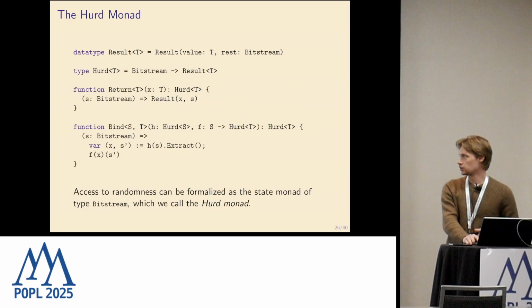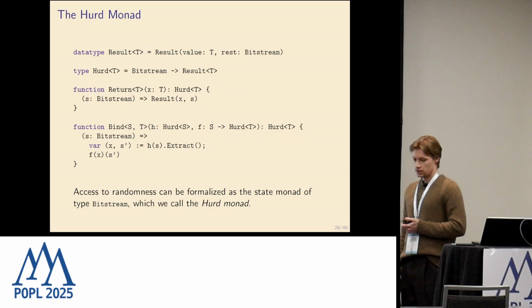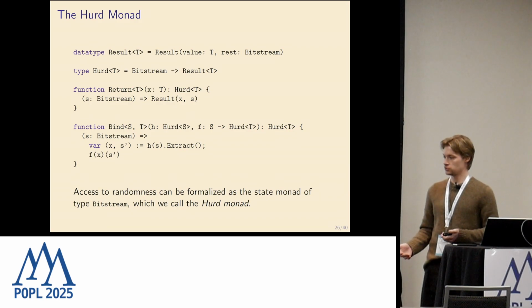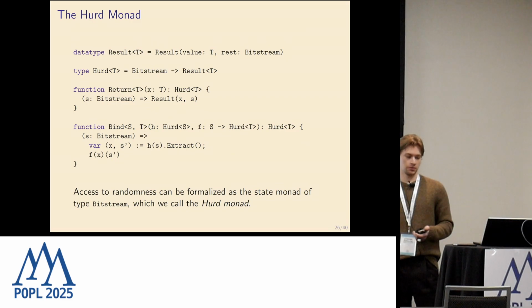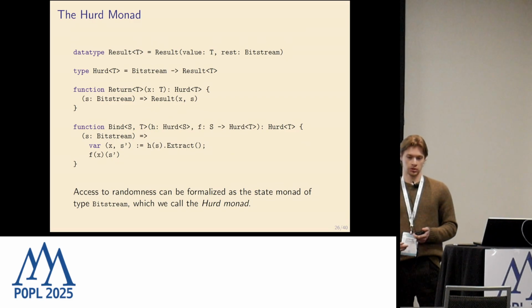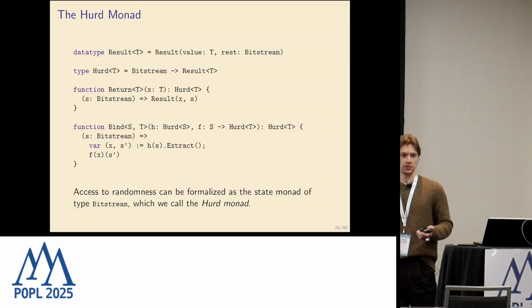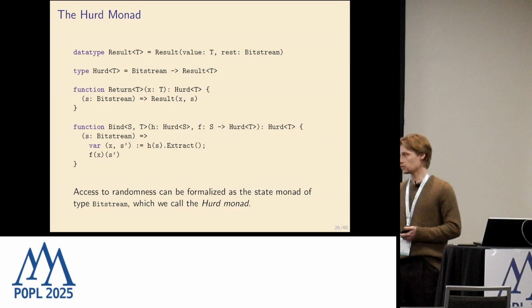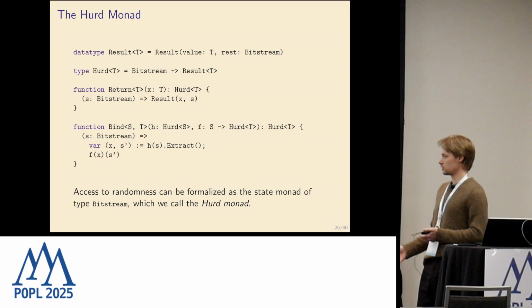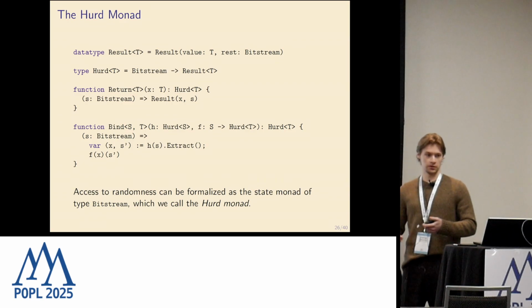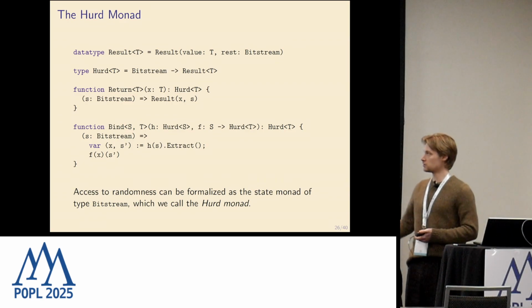So let's look at the functional model. I've shown you this coin, but actually to compose such functions, you would not just return a value, a sample, but you would also want to return the bit stream that hasn't been used yet, so you can use it in the next step. So formally, what we use, and again that goes back to Joe Hurt, is the state monad of type bitstream, which if you instantiate it, gives you these definitions.